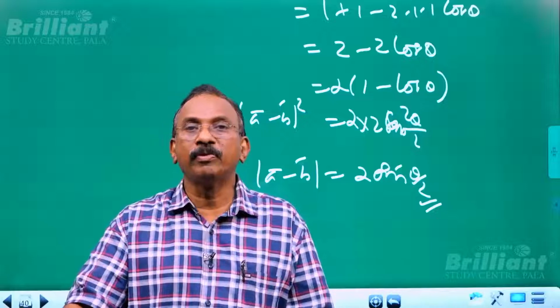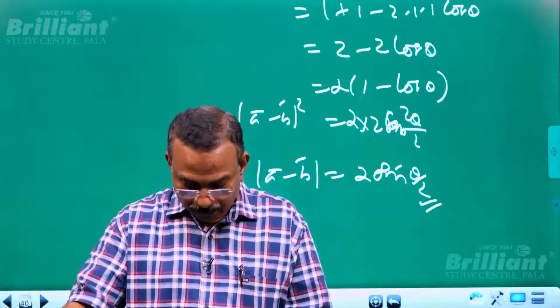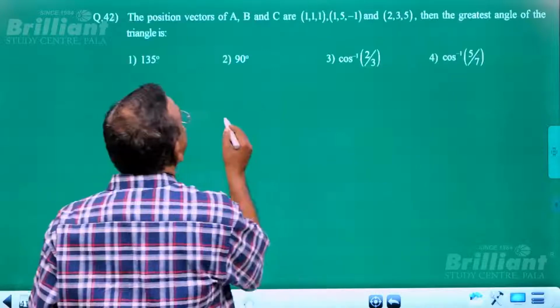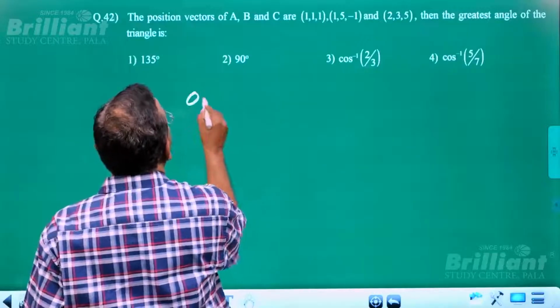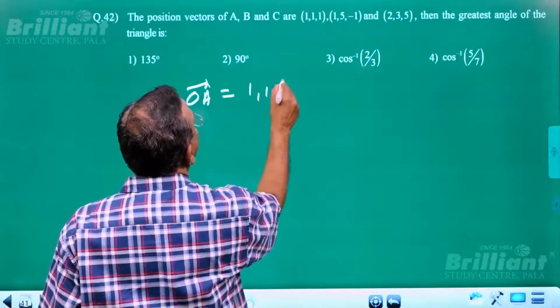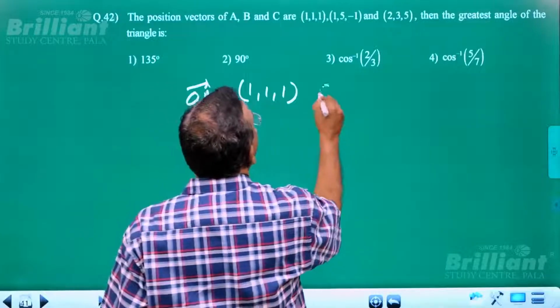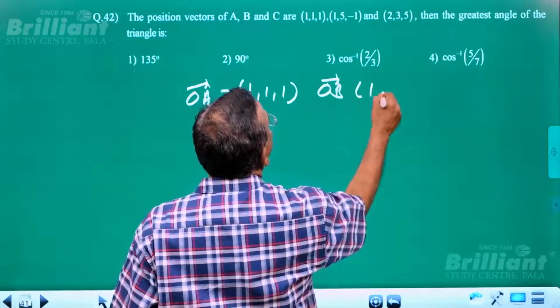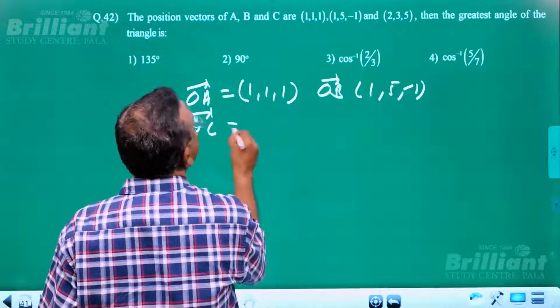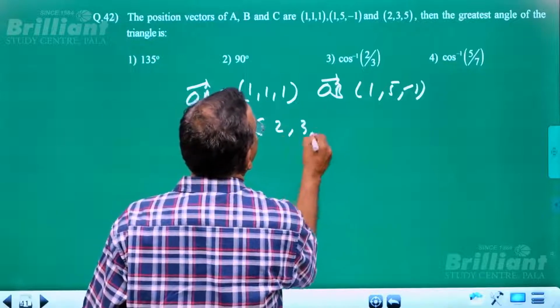Now, you come to question number 42. The position vectors of A, B, C are given. Then what is the greatest angle of the triangle? Vector OA is equal to 1, 1, 1, and vector OB is equal to 1, 5, minus 1, and OC, these are the position vectors, is 2, 3, 5.